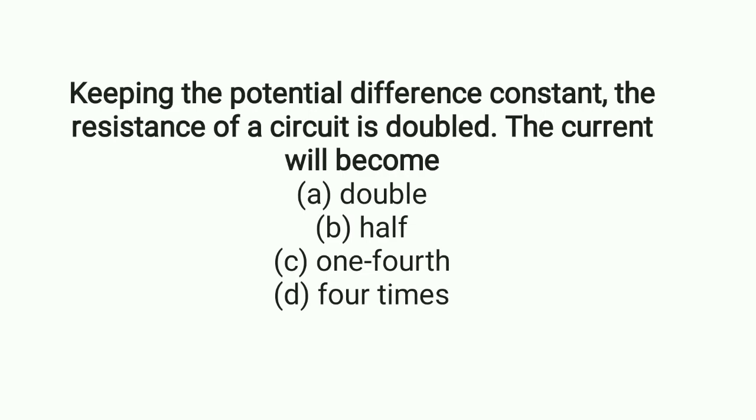Next question. Keeping the potential difference constant, the resistance of a circuit is doubled. The current will become half. Option B is the right answer.